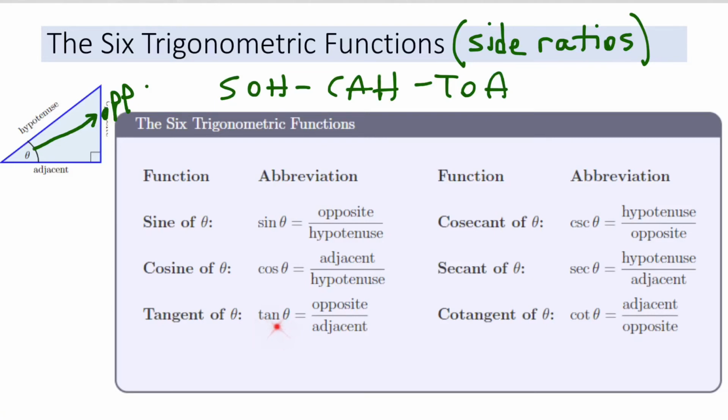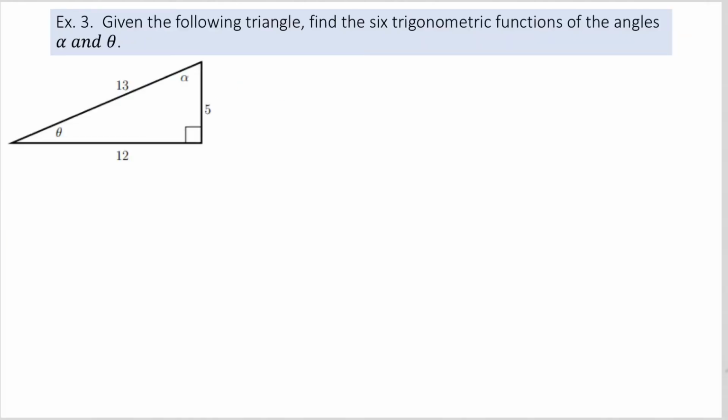This one's easy to remember because the tangent and the cotangent sound a lot alike. Sometimes people get these mixed up though because they want the first letter to match and it doesn't. All right, so we're going to be using these so much that you'll probably get that memorized pretty quickly. So let's do an example. Given the following triangle, find the 6 trigonometric functions of the angles alpha and theta.